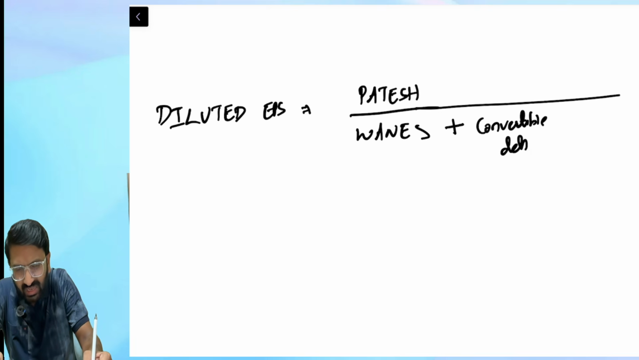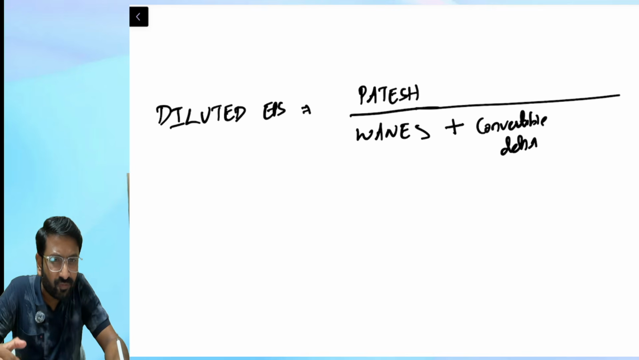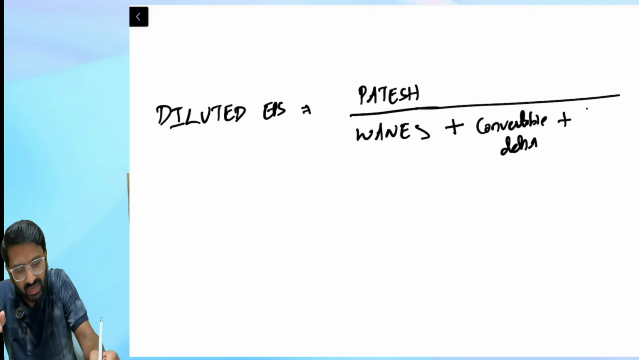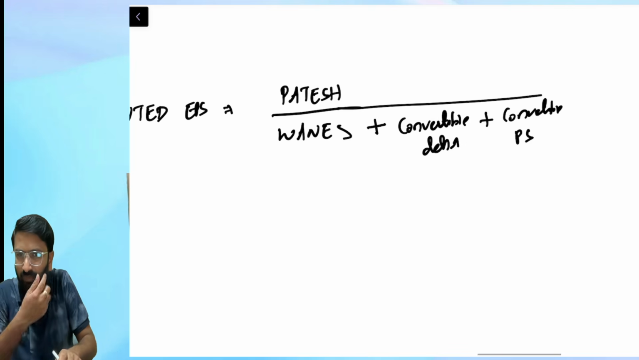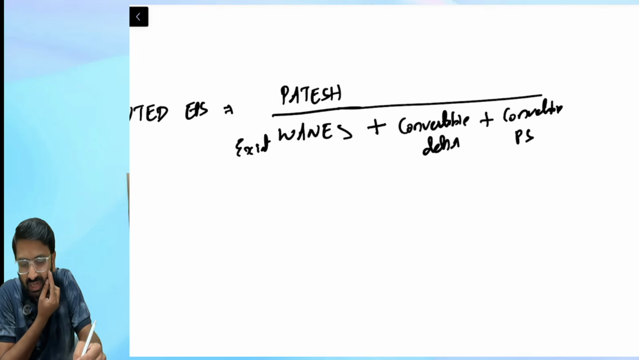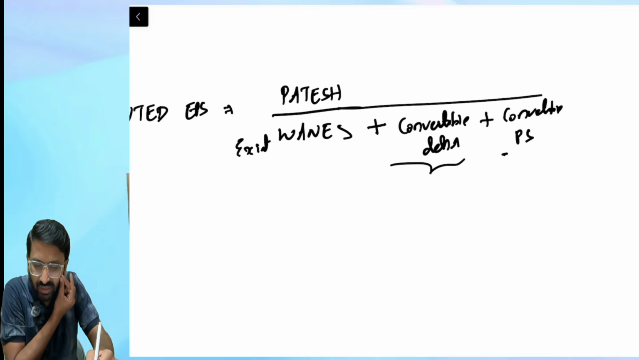Same way, if you are converting preference shares, again the number of shares will go up. So in denominator, I'll add convertible preference shares. I hope all of you are getting that. So existing weighted average number, to that I'll add convertible debentures, I'll add convertible preference shares.